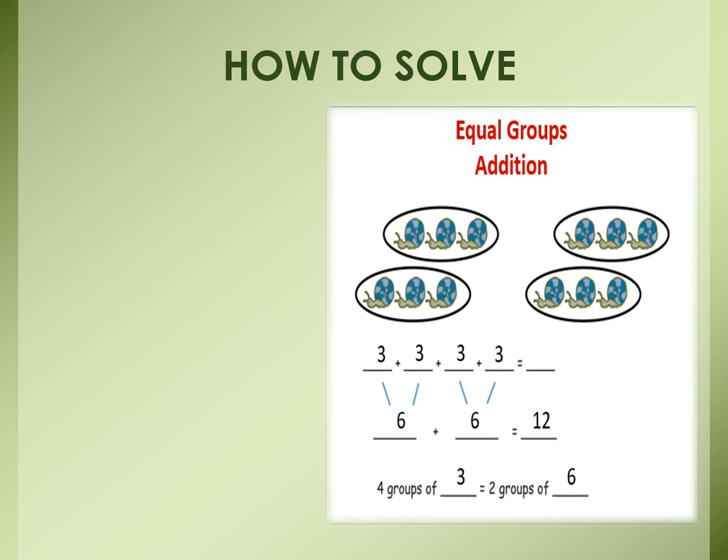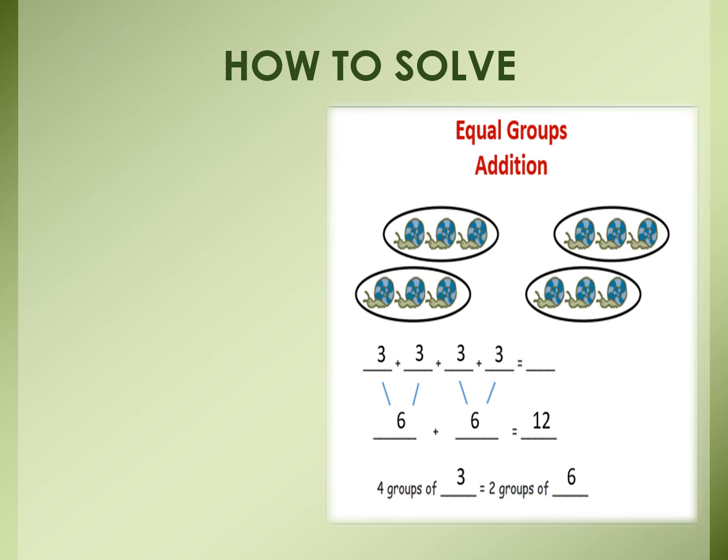The groups are in circles. So we have 4 different groups. Now we will count the number of snails in each group. Starting from the first group, we have 1, 2, 3. 3 snails in the first group. So we will write 3 on the first blank.